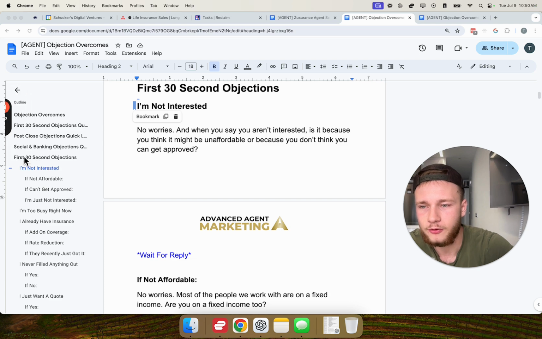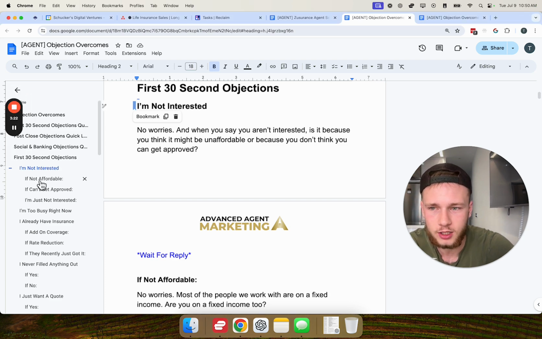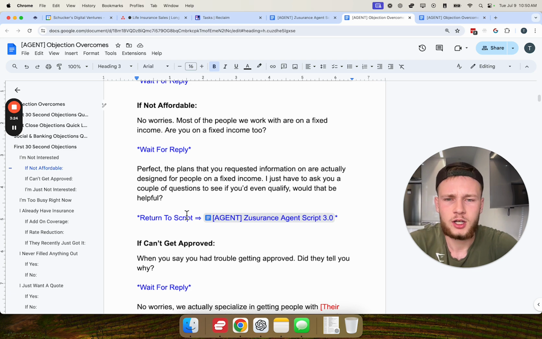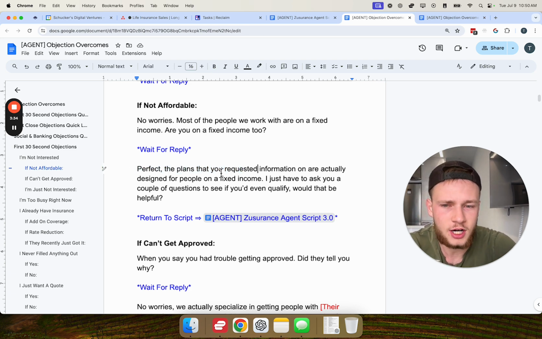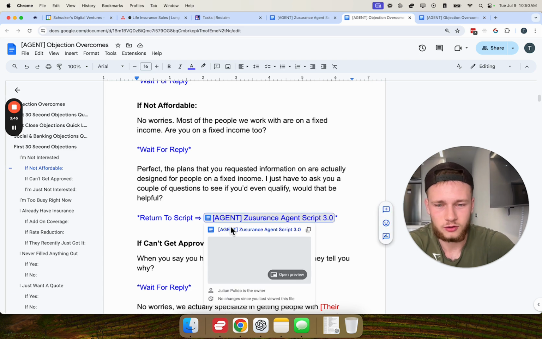So for example, if he says, well, I just don't think I can afford it. Oh yeah, no worries. Most of the people that we work with are on a fixed income. Are you on a fixed income too? Yeah, I'm on a fixed income. Yeah, perfect. Well, the plans that you requested information on are actually designed for people on a fixed income. I would just have to ask you a couple questions to see if you'd even qualify. Would that be helpful? Right? And now I just literally return right back to the script.